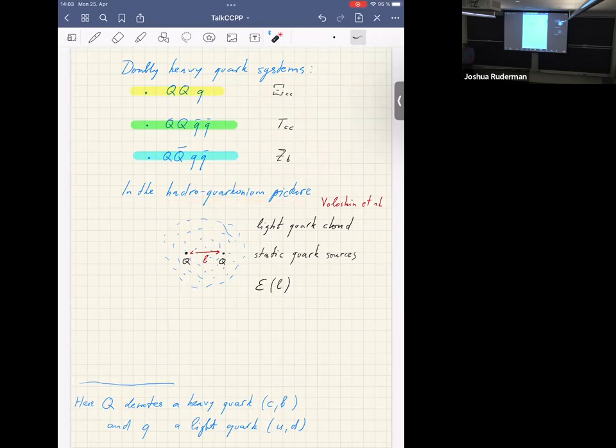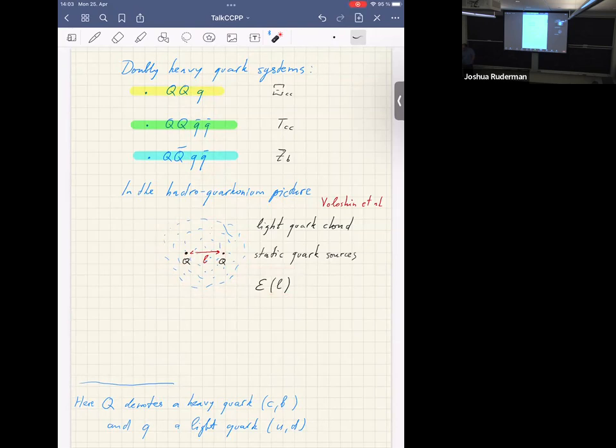And the point with this picture is that we consider light quarks, because they are relativistic, as a kind of cloud or medium. And inside of this medium, there are heavy quark sources. Because it's only 2 heavy quark sources, the energy of any of these configurations is a function of the separation between the heavy quark sources. It's always denoted by L. That's what I'm interested in.